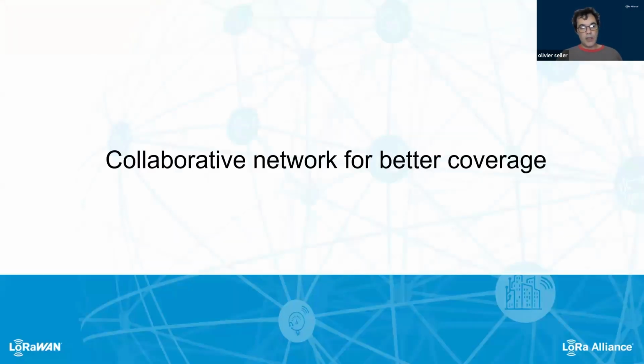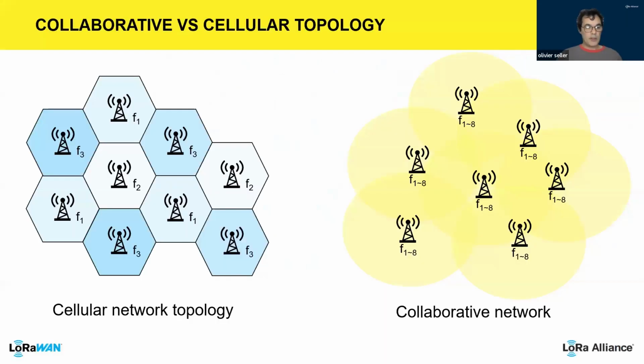So now I'm going to talk about the collaborative network topology of LoRaWAN, and the main advantage is better coverage. First, on the left is not a LoRaWAN topology, it is a traditional, I would say, cellular network topology. Cellular like in cell phones, 2G, 3G, 4G, 5G. And in a cellular network topology, base stations do not share resources with their neighbors.